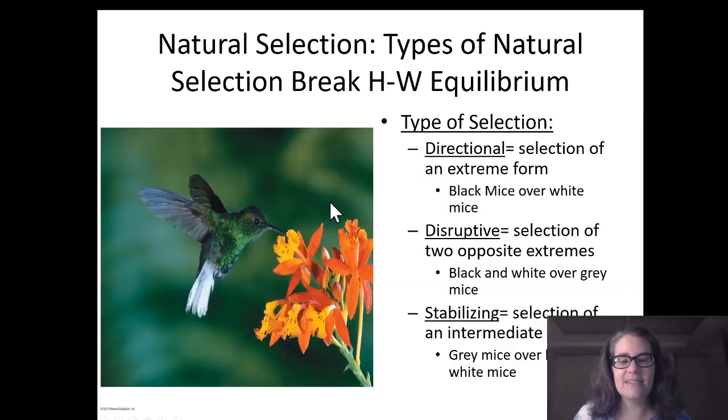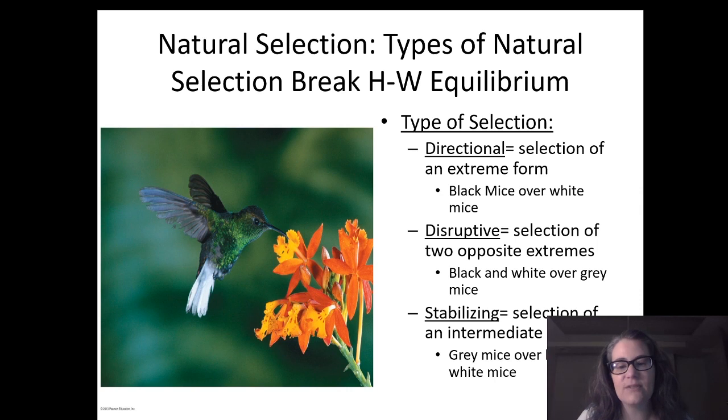And lastly, the last way that we break Hardy-Weinberg is to allow natural selection. So anytime we have differential survival, certain individuals surviving better, reproducing more, passing more of their genes on to the next generation, then you will have gene pools change over time. And this is a way to get a break of Hardy-Weinberg equilibrium, where allele frequencies are changing over time.